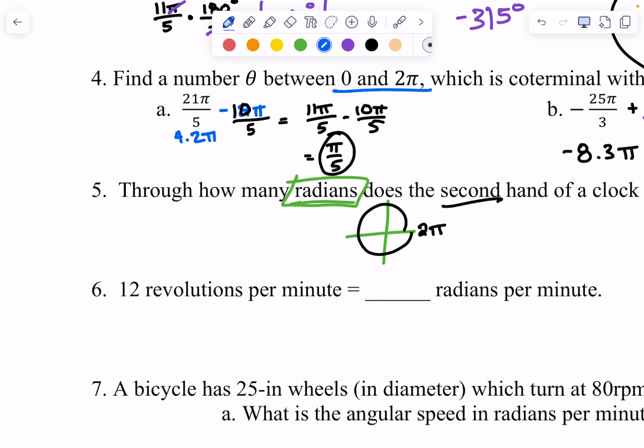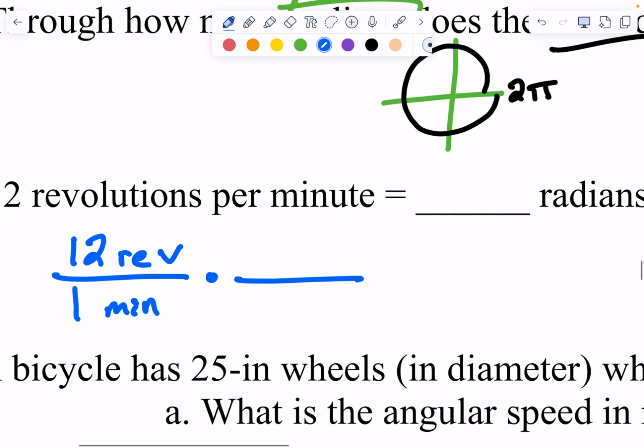12 revolutions per minute. That sounds like a unit multiplier thing, so let's go 12 revolutions per 1 minute. How many revolutions are radians? I want radians per minute. So the bottom gets to stay minutes, but I have to go from revolutions to radians. I want revolutions to go on the bottom, and I want radians to go on the top.